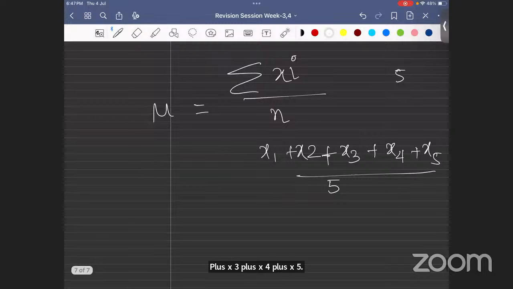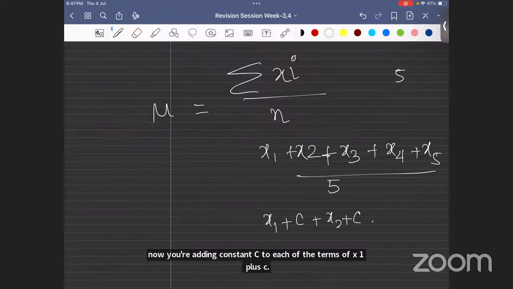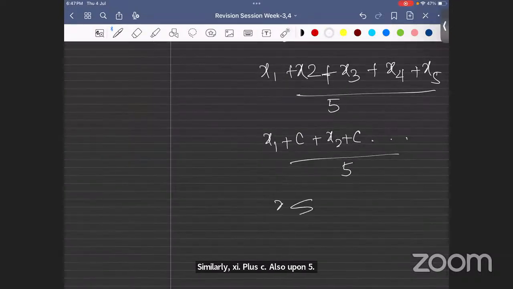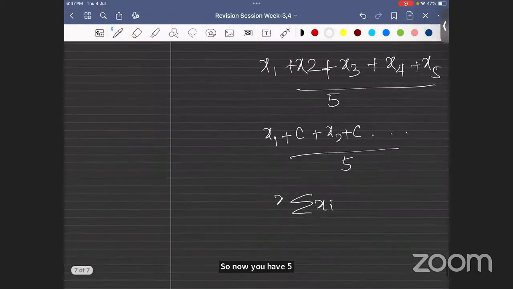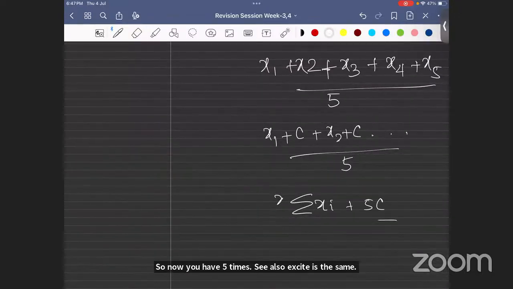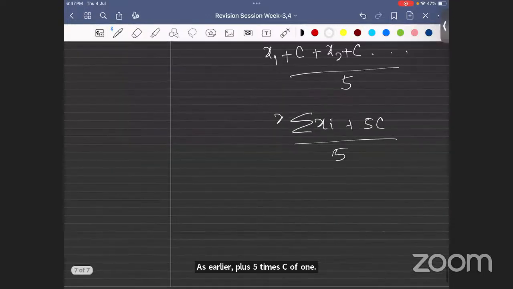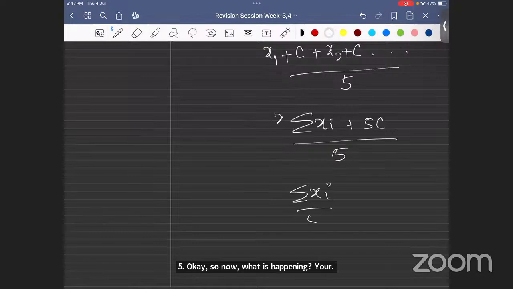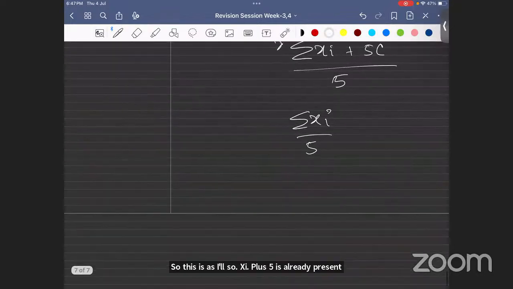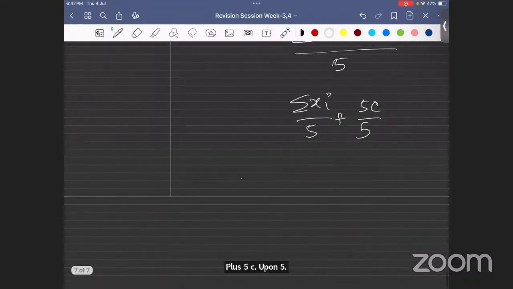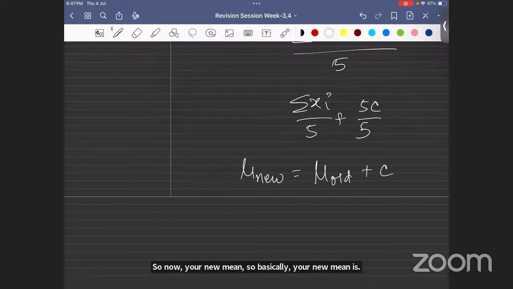Now you're adding the constant c to each of the terms. So x1 plus c, similarly x2 plus c, similarly x5 plus c, also upon 5. So now you have 5 times c also. So the summation of xi is the same as earlier, plus 5 times c, upon 5. The summation of xi upon 5 is basically the mean, plus 5c upon 5. So your new mean is old mean plus c.